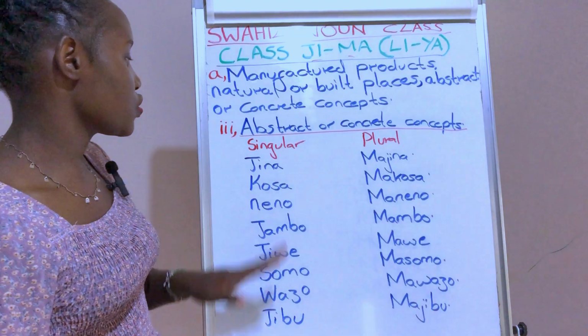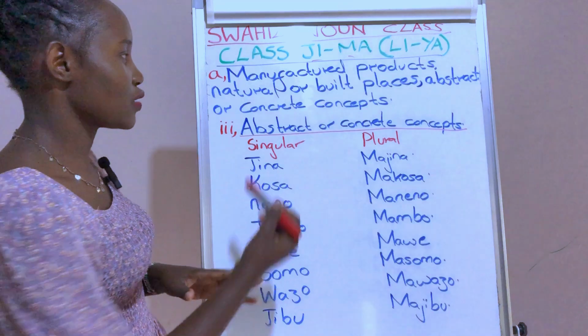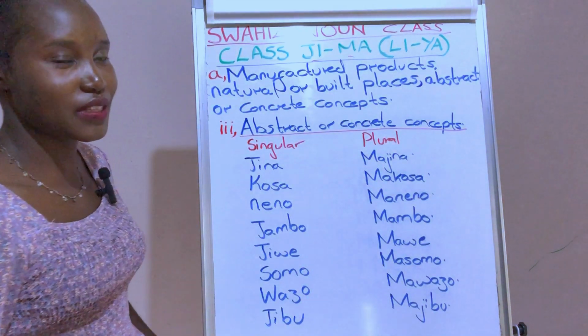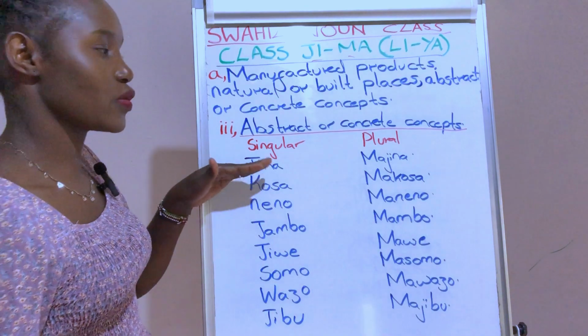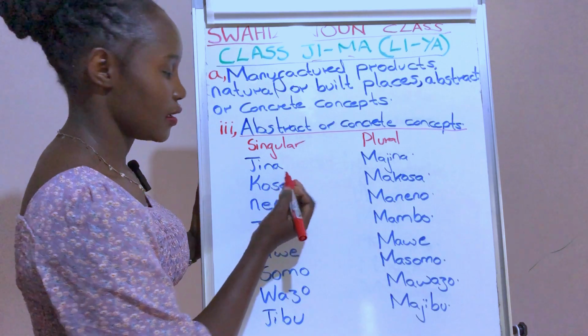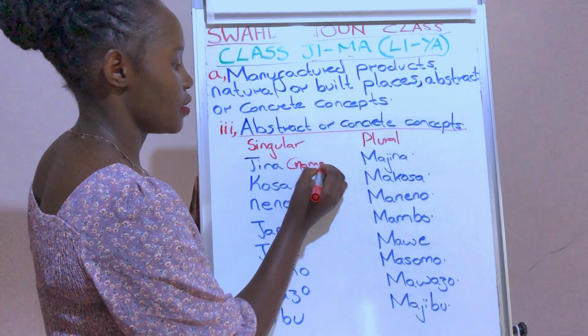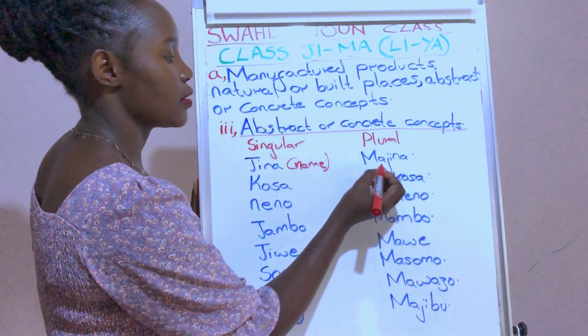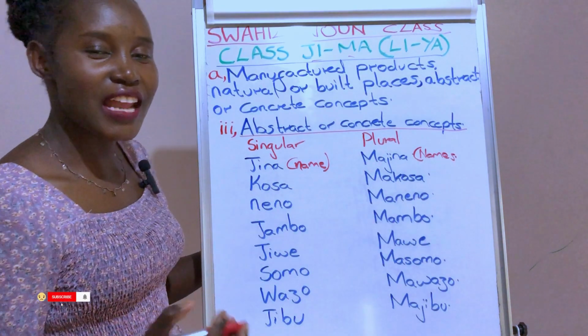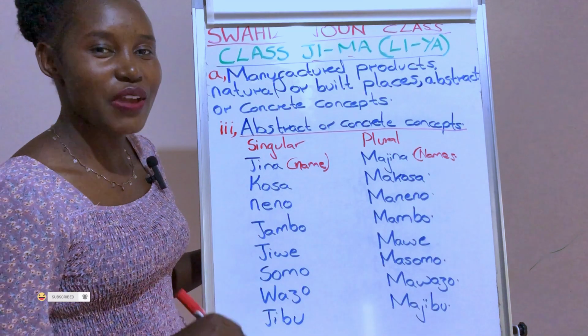Now let's head on to our Roman 3, the last one in group A, abstract or concrete concepts. We have them in singular as well and in plural. The first one we have is jina. This is a name. In plural we say majina, names. Jina lako ni nani? What is your name?